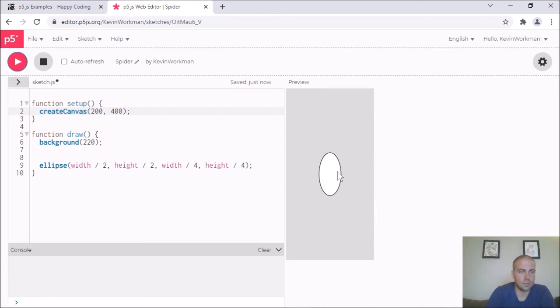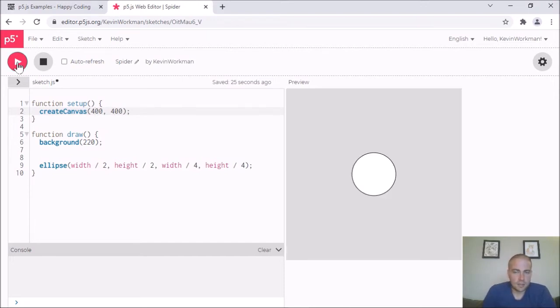So I'm using the width and height variables to kind of scale my drawing appropriately. And so if I make the height smaller, then this circle is quite a bit smaller than what it was originally when I had 400 and 400 here. So that's kind of the idea behind what I'm doing.